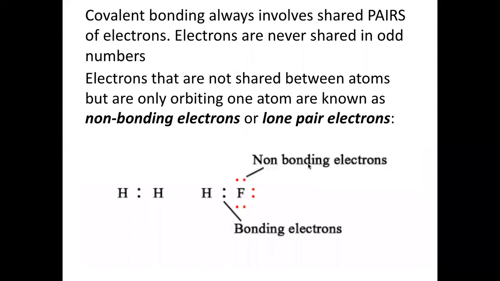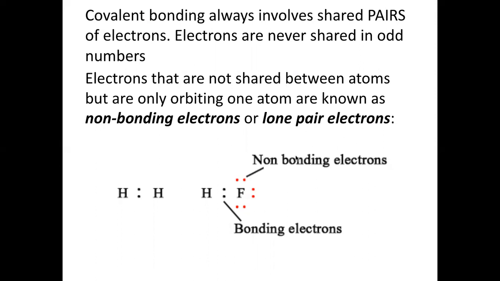So covalent bonding always involves shared pairs of electrons. Electrons are never shared in odd numbers. So you're never going to see 3 electrons here or 1 electron here. There must be 2 electrons in each bond. Electrons that are not shared between atoms but are only orbiting one atom are known as non-bonding electrons, or we can also call these lone pair electrons.